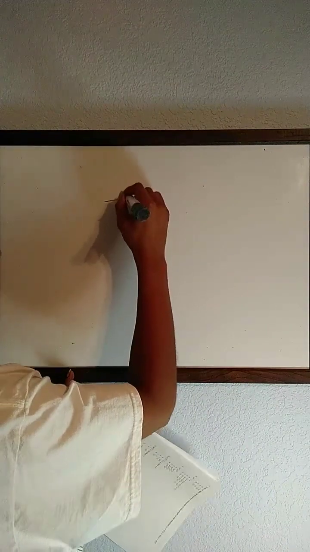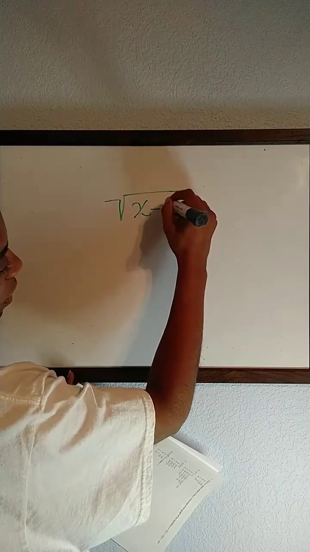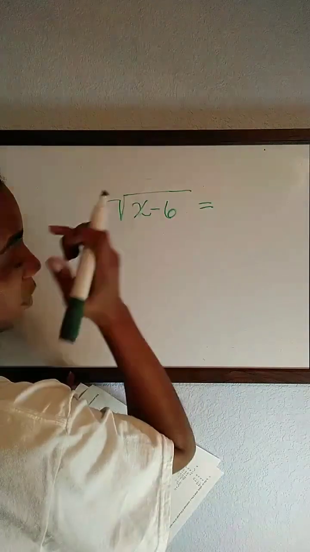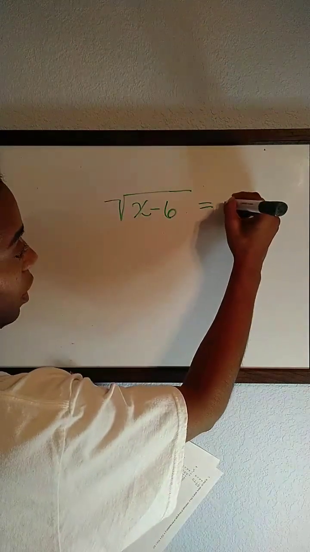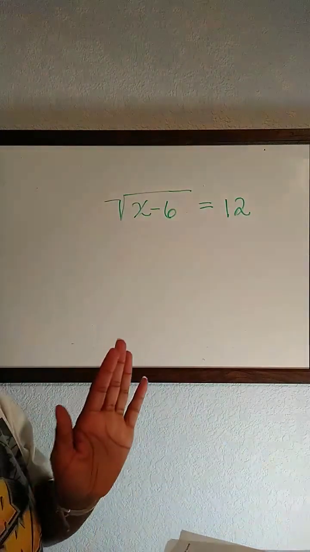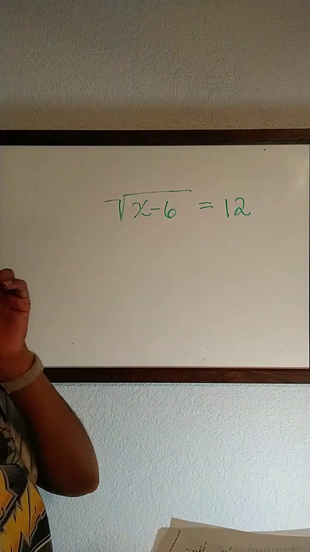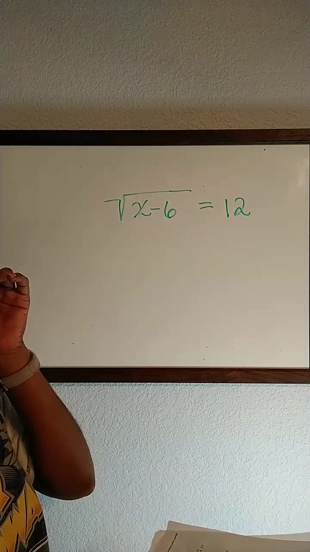So say I have the square root of x minus 6 is equal to 12. Because they made it real simple. So I always want to get what by itself? My whole entire purpose is to get what by itself?